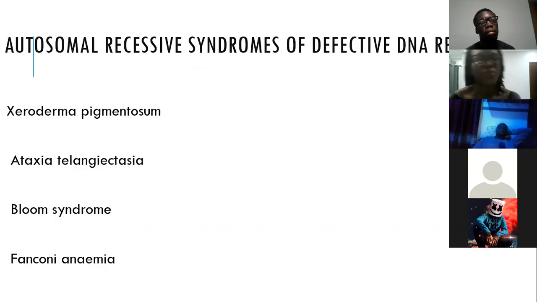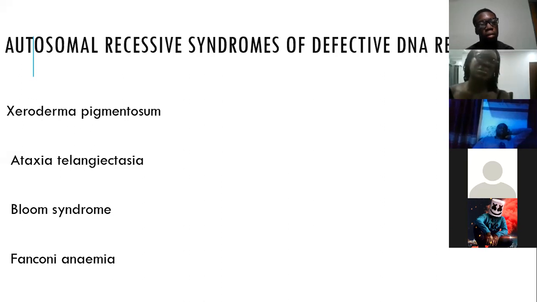Then we also have autosomal recessive syndromes of defective DNA repair. What this means is that there's a problem with how the DNA repair occurs, and it is autosomal recessive. So this means that it isn't all the time that once a parent has it, they'll pass it on to their offspring. Actually, what happens is that the parents are carriers, and if they are both carriers of the autosomal recessive trait, then the children can pick it up. And so these are some of the examples that you have.